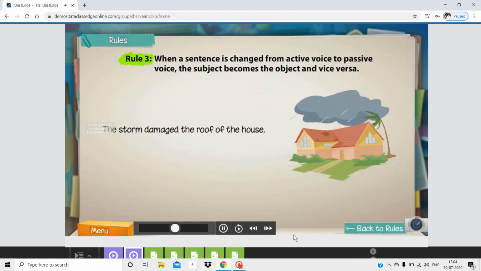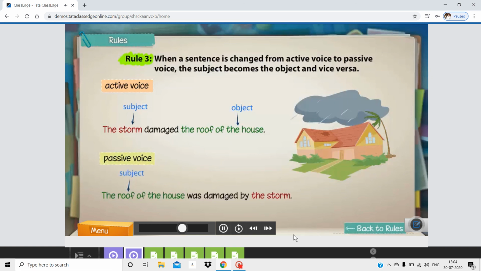Let's look at another example. This sentence is in the active voice. To change the sentence to the passive voice, make the object, the roof of the house, the subject. Use the correct form of the verb be and the past participle of damage. Then use the preposition by, followed by the object, the storm, which is the subject in the original sentence.